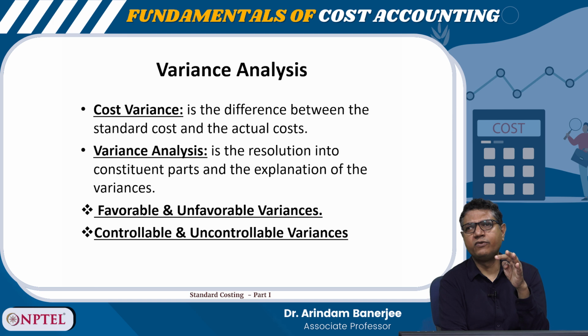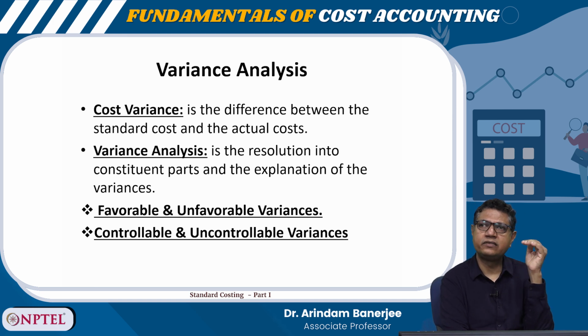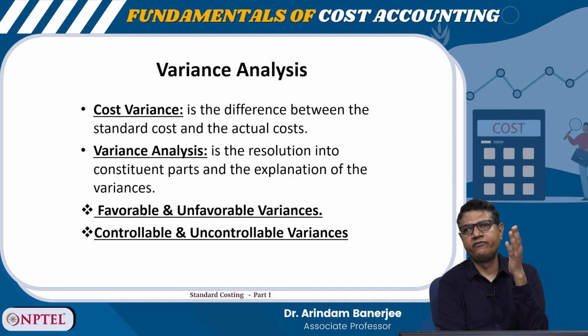So, favorable is what? In the case of cost variance, if the actual cost is lower than standard cost, it is favorable, otherwise it is unfavorable. In case of income variances like sales variance, etc., if your actual income is more than standard income, it is favorable, otherwise it is unfavorable. Fine, okay.